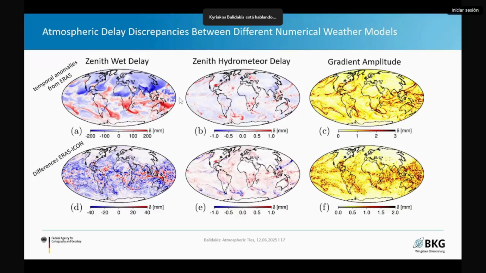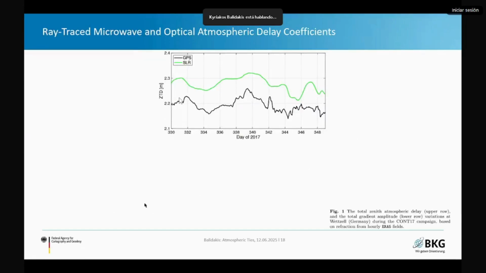We need to estimate the atmospheric delays and gradients, the zenith delays and the gradients. We need to estimate them based on the space geodetic data. Now, I took here 2 weeks of data, and here I plot the so-called zenith total delay. In the black line, you see, at the station in Germany, the zenith delay for the GNSS station, and then for exactly the same location, the zenith delay if we have an SLR station.